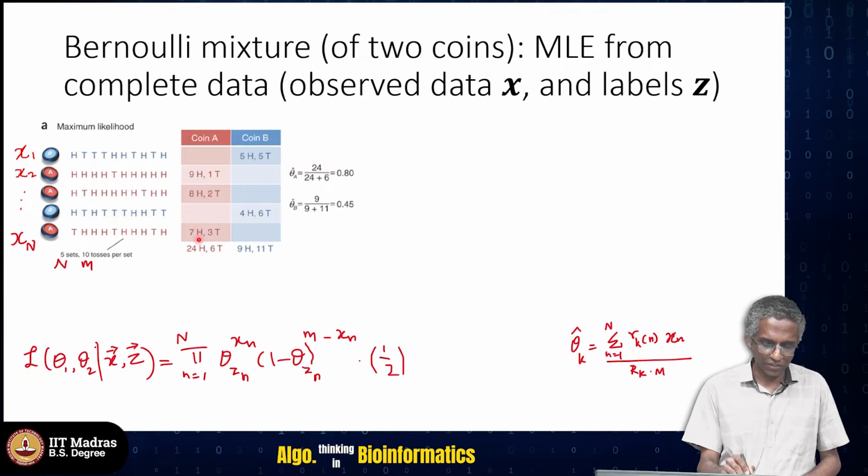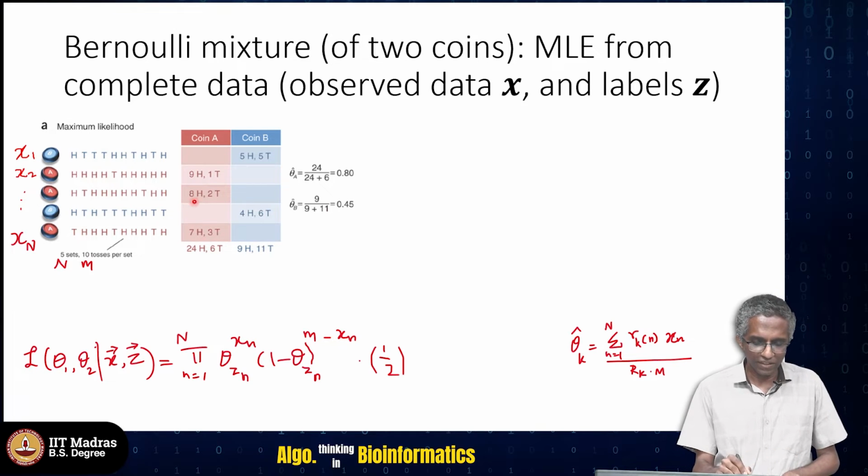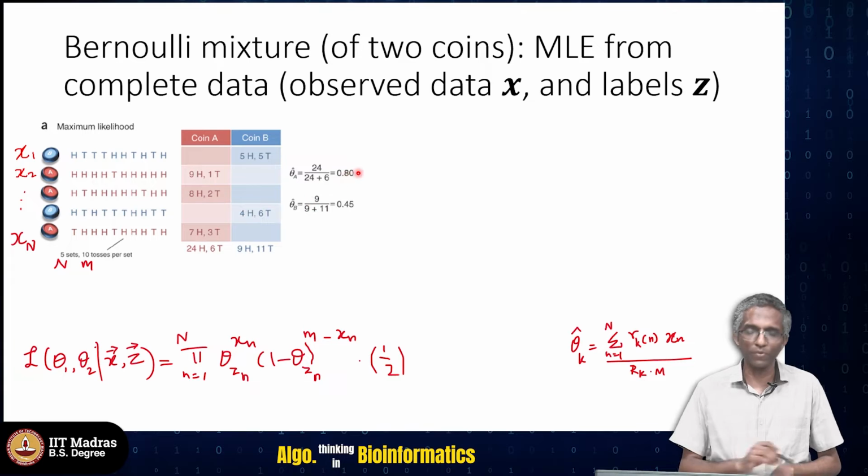These are these 3 sets where coin A was used, and then you just add up all the heads there, which is 9 plus 8 plus 7, that is 24, and then 1 plus 2 plus 3, that is 6, and then use these two numbers 24 and 6, there are totally 30 coin tosses here. So, this is the maximum likelihood estimate for the probability of heads for coin A, theta 1 is going to be 24 divided by 24 plus 6, right, 24 divided by 30, and that is roughly 0.80.